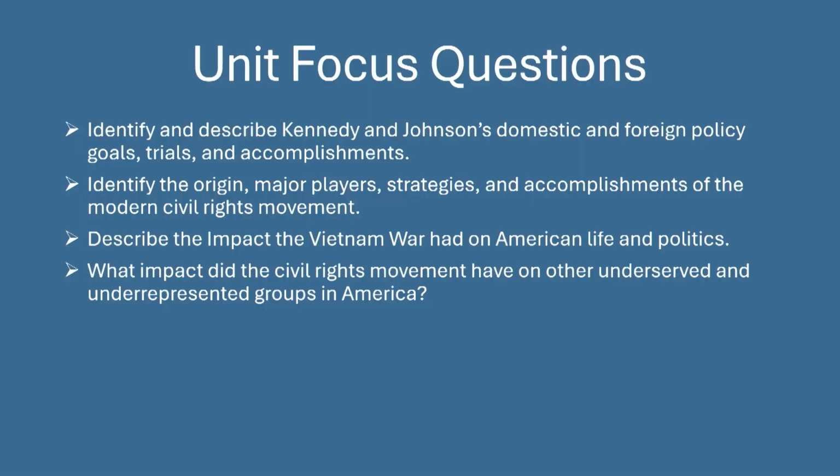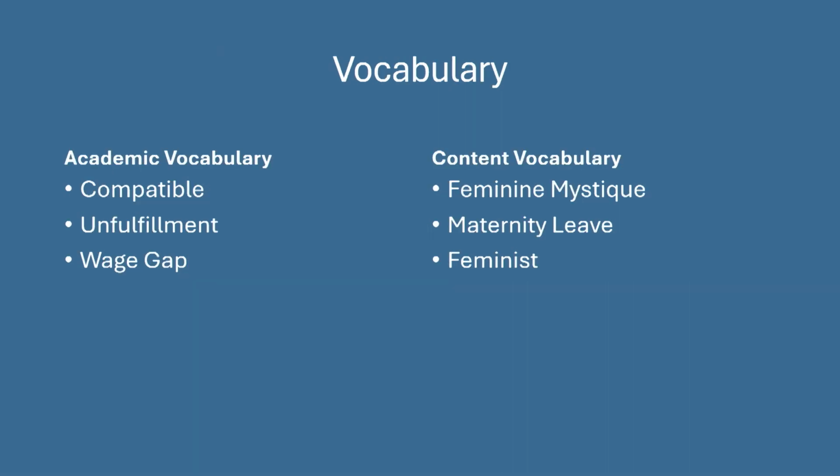The unit focus questions, we have 4 of which, and as I always tell you, we're not going to answer unit focus questions at this time. We will answer them at the end of the unit. We have 4: identify and describe Kennedy and Johnson's domestic and foreign policy goals, trials, and accomplishments; identify the origin, major players, strategies, and accomplishments of the modern civil rights movement; describe the impact that the Vietnam War had on American life and politics; and what impact did the civil rights movement have on the other underserved and underrepresented groups in America.